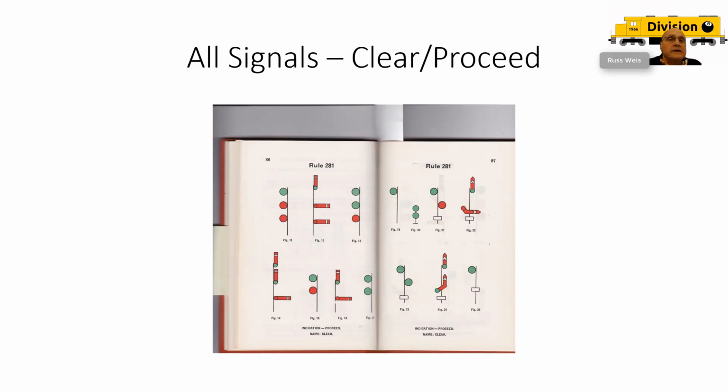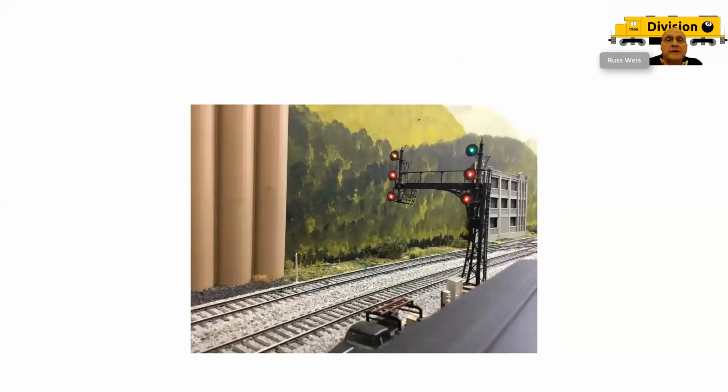Two pages of the first rule, 281: all those indications mean the same thing, clear, proceed. Again, if we wanted to activate that center target, we could have done that, but this one does the same thing, green, red, red. And the semaphores back then, especially when you got into the Boston South Street station, they still had semaphores. So all those mean green.